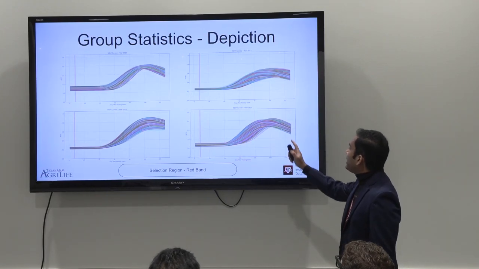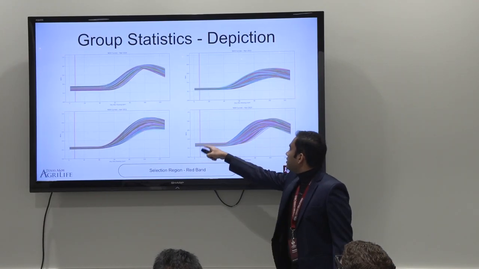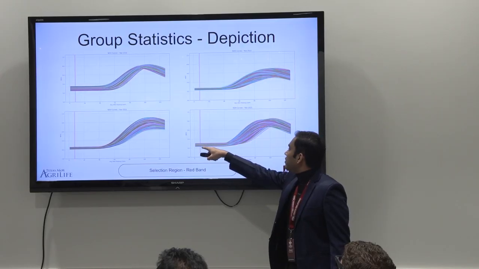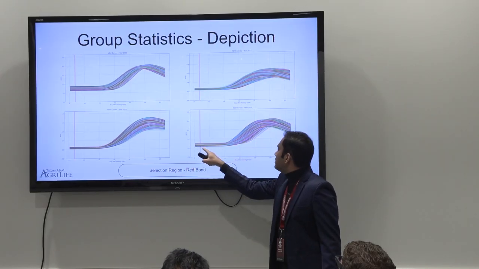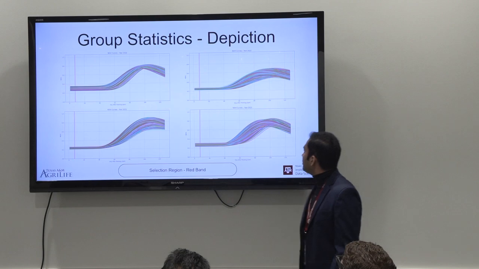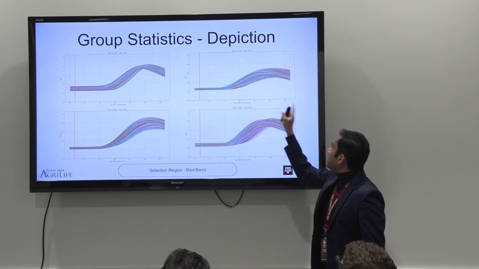I'm just showing what group statistics mean here. It's the region that's overlapping with the red band. This is the group for which I calculate group statistics in order to estimate where the peak appears, right?